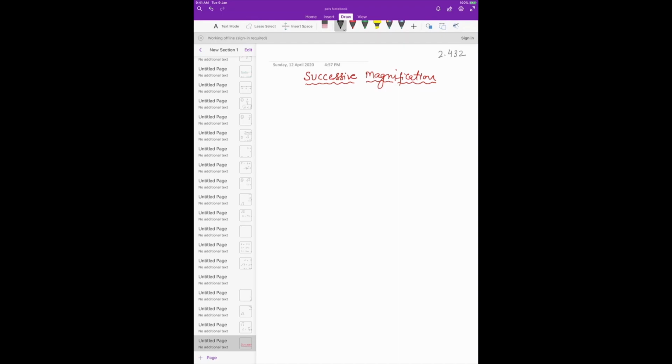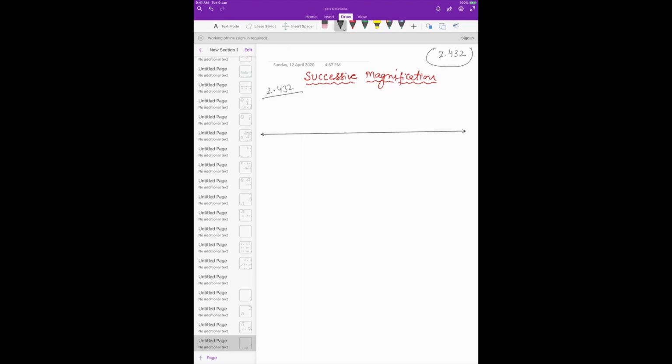Now we will discuss how to represent real numbers on the number line through successive magnification. Suppose we have to represent the number, say 2.432. Where does it exactly lie on the number line?